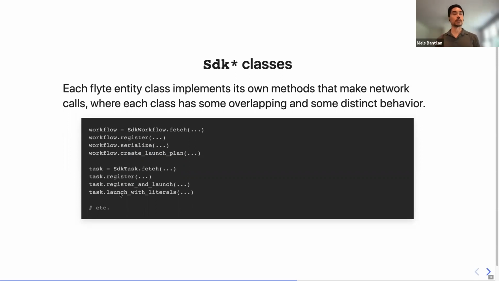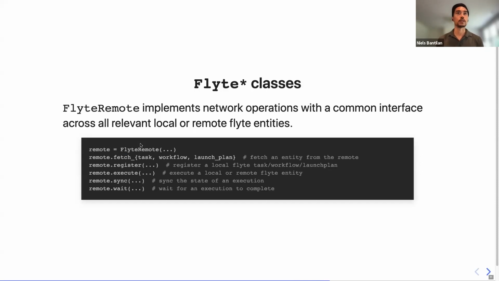Of course, we could have cleaned this up in another way. We could have created maybe a parent class that implements these methods in a more consistent way. But the direction we went with is to centralize things so that we're separating concerns, in the sense that the remote object now handles all network calls, and any Flyte entity you get from it or feed into one of these methods are basically just data containers.